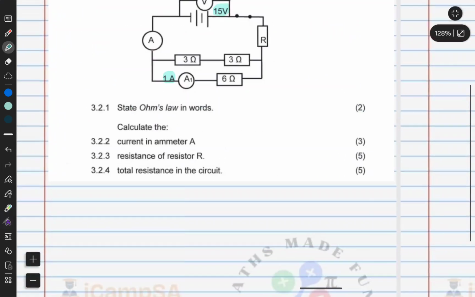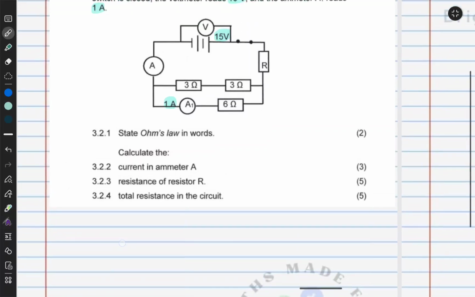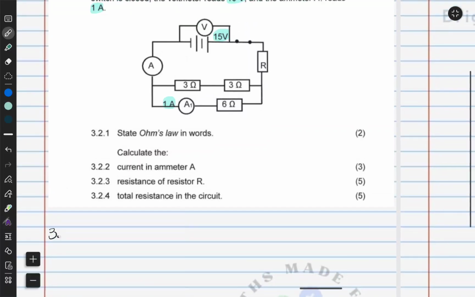All right, so 3.2.1, state Ohm's law in words. We just stated it previously. Ohm's law says that the potential difference across the conductor is directly proportional to the current, provided that the temperature stays constant or stays the same. That's it.